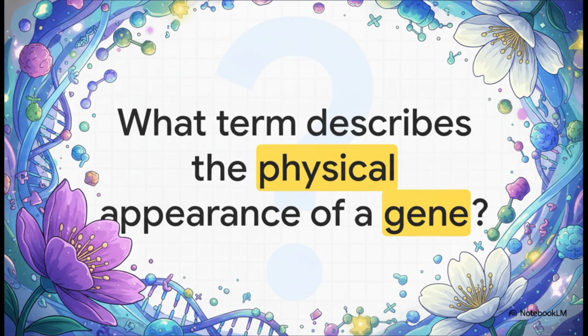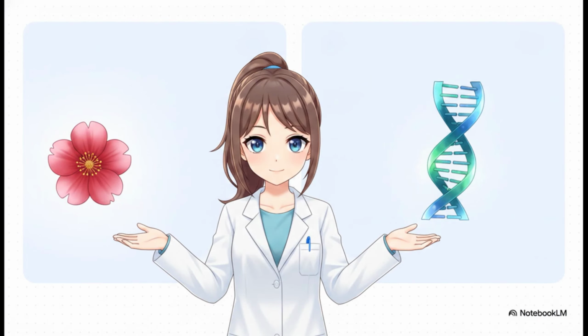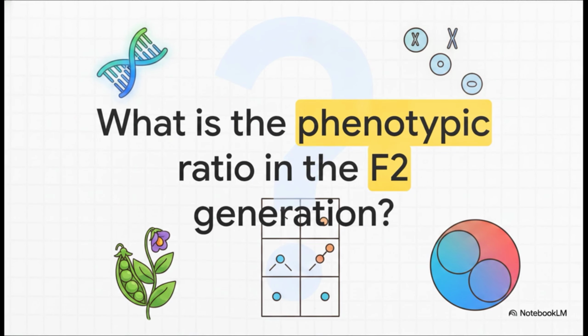What specific term describes the physical appearance or the noticeable expression of a gene? Think about when a flower is visibly purple versus white. The answer is phenotype. Now, this is an absolutely vital distinction to remember. Phenotype is the outward physical appearance, which is totally different from the genotype, right? Genotype is the underlying invisible genetic makeup. Don't mix those up.